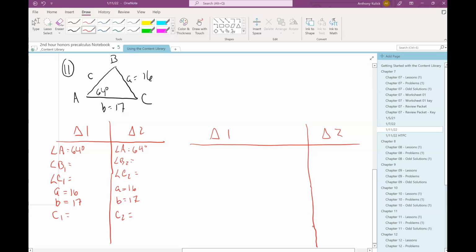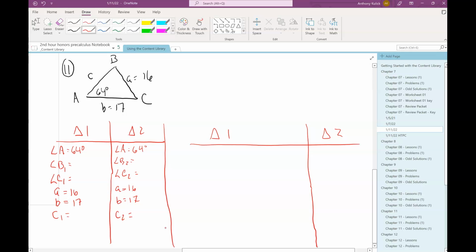And then I'm going to make a space where I'm going to do all my work for triangle 1 and a space where I'm going to do all my work for triangle 2. So it's trying to keep track of things so I don't put the wrong stuff in the wrong spot. You know what I mean?